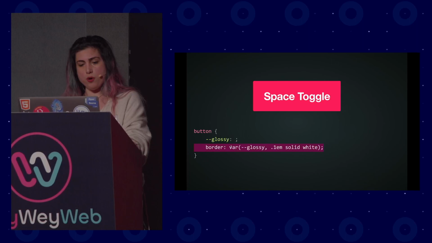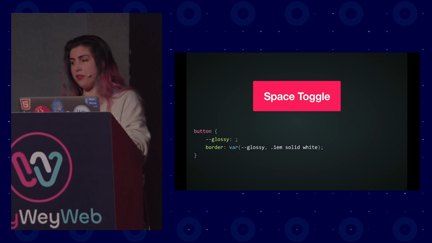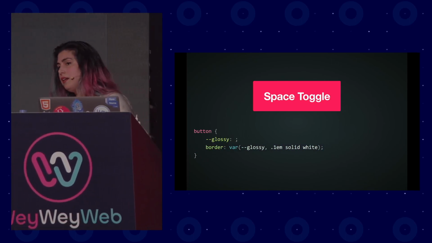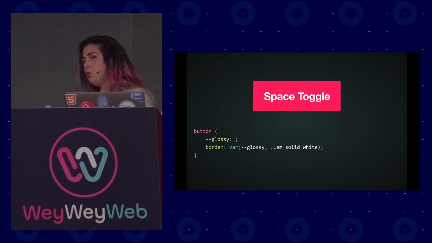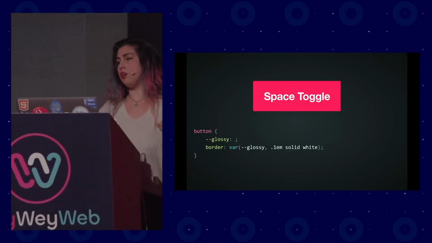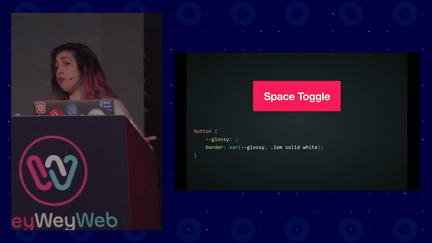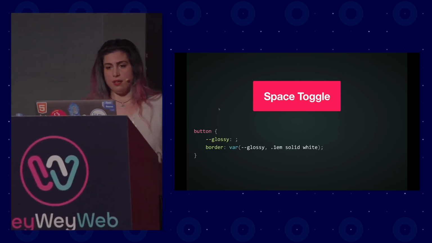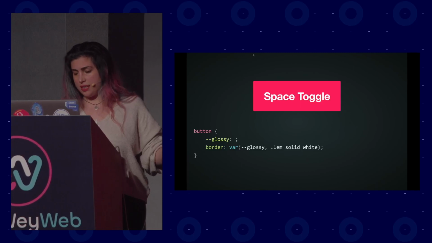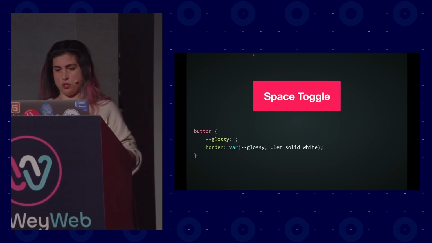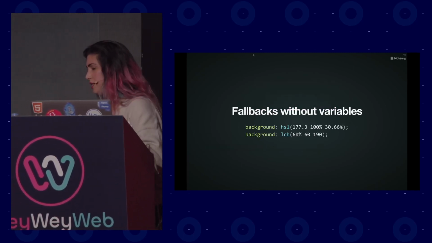So setting border to nothing actually does something. Isn't that a little weird? Wouldn't you expect that setting glossy to nothing would just have the same effect as not setting border at all? So there is a new concept that CSS variables introduced. And let me walk you through it.